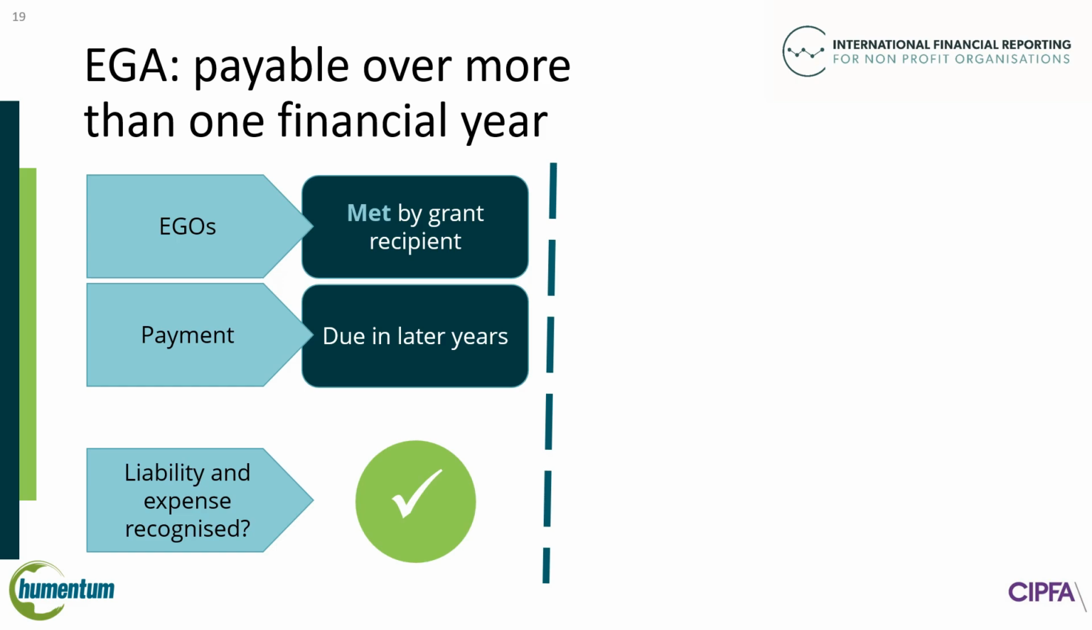EGAs may be payable over a period of more than 1 year. Where a grant-providing NPO has a present obligation to transfer resources, because the grant recipient has met its EGOs, it recognizes a liability and grant expense. This will be for the total amount of the resources to be transferred to the grant recipient. And it must be recognized, even if the payment is not due until a future reporting period.